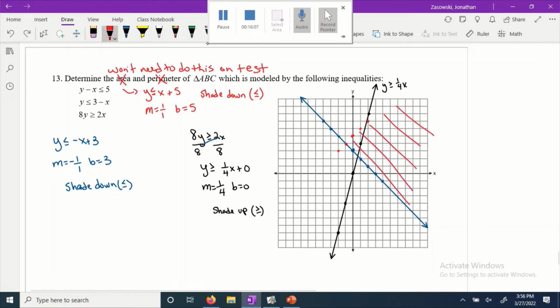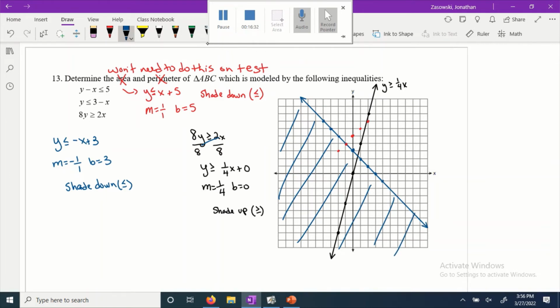We start by plotting the y-intercept and using our slope. So y-intercept is 3, slope is -1, down 1, right 1, or up and left 1, and then we're going to shade. Since this is a less than or equal to sign for this line, we know that it's a solid line and it shades down. So we're going to shade this line down this way.